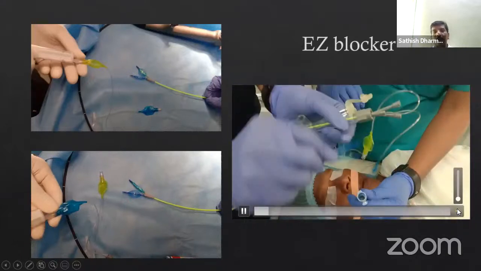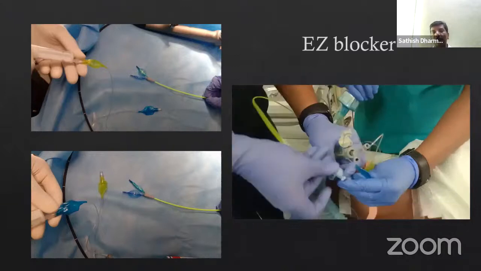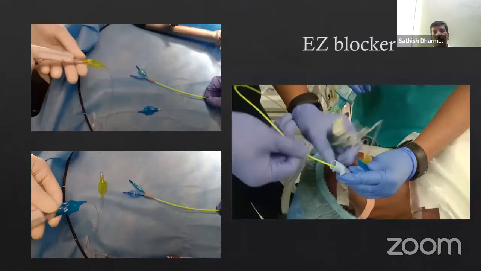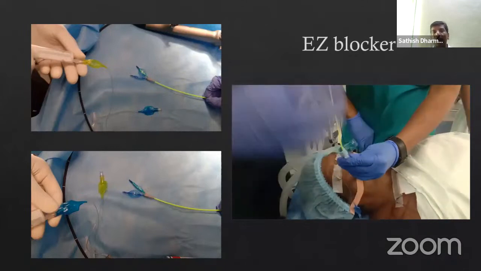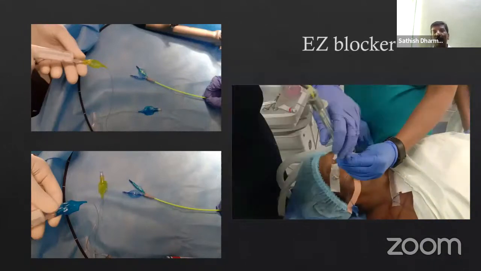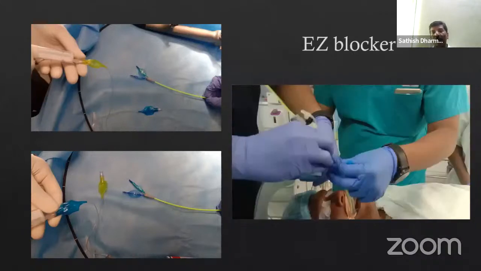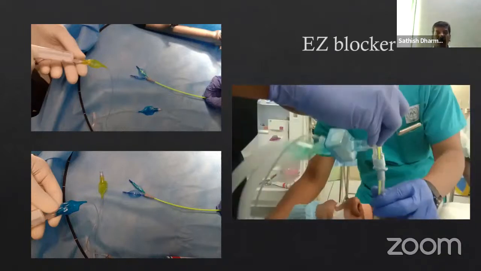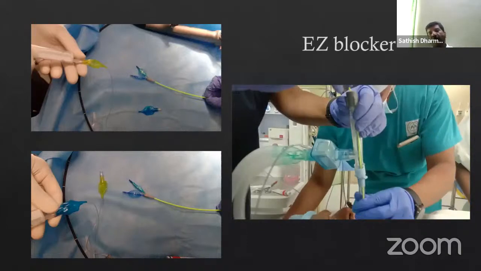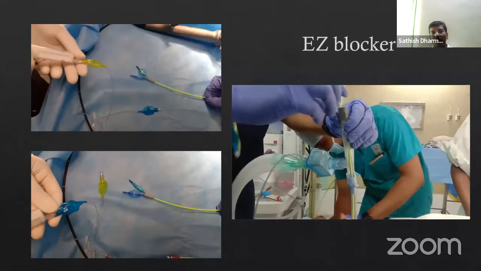See, while inserting the EZ blocker, make it in such a way that the Y is appropriately placed. If you do it in a diagonal fashion, it may not open up appropriately. Here, what we'll do is push the blocker a little inside rather than railroading along with the fiber optic bronchoscope, because the lumen of the bronchial cuff is slightly smaller than the bronchial blocker.